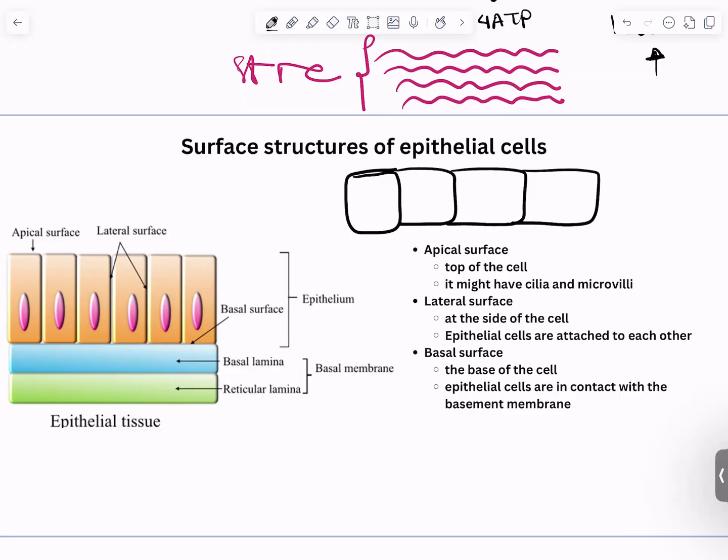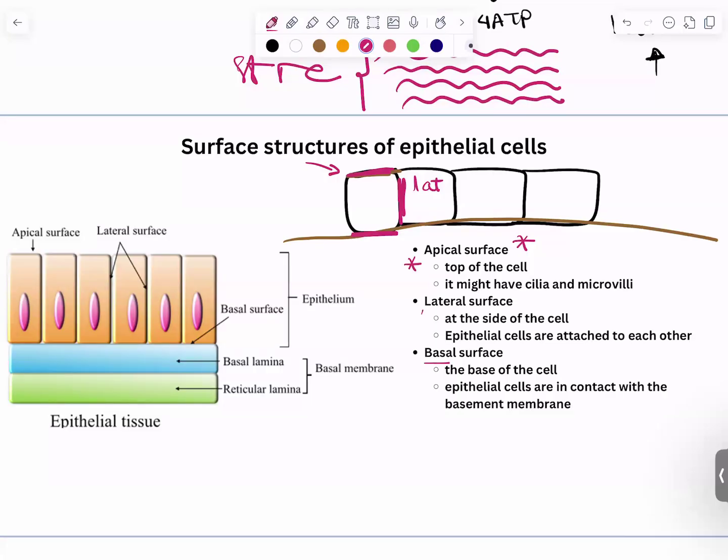One surface, which is the top of the cell, which is here, for example, and then this is the layer that we have, and this is the top of the cell. We call it apical surface. So this is apical surface. The side that the cells are connected to each other, we call it lateral surface. And the side that the cell is connected to, for example, other layers, we call it basal surface. So we have the apical surface, we have the lateral surface, and we have the basal surface.